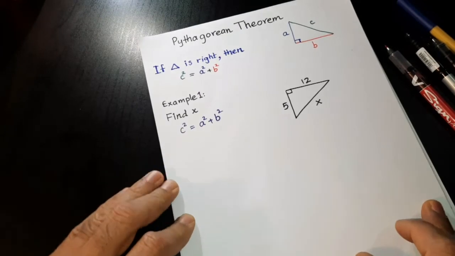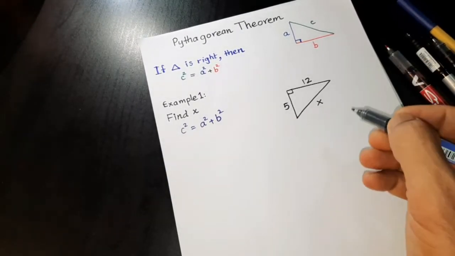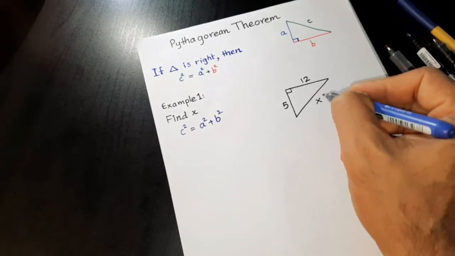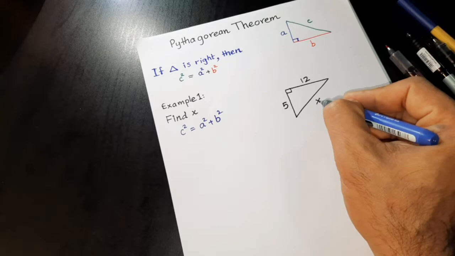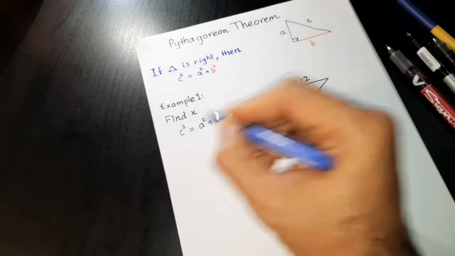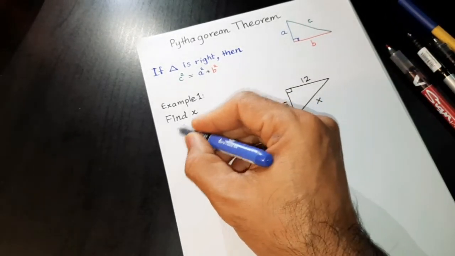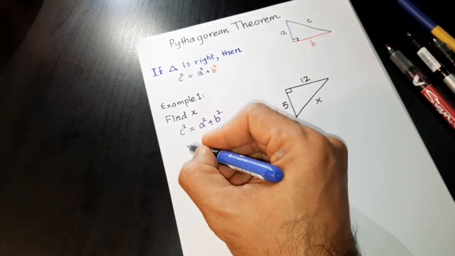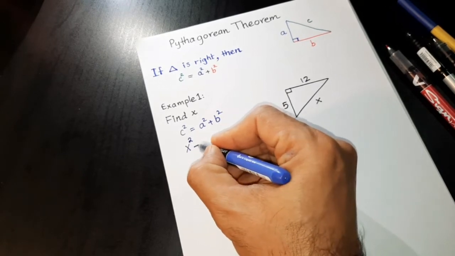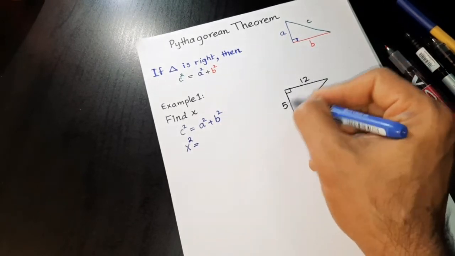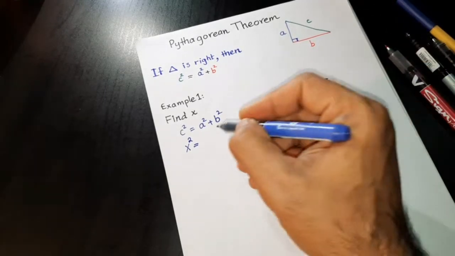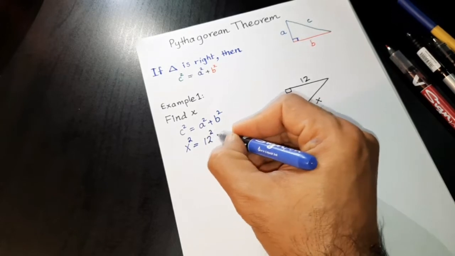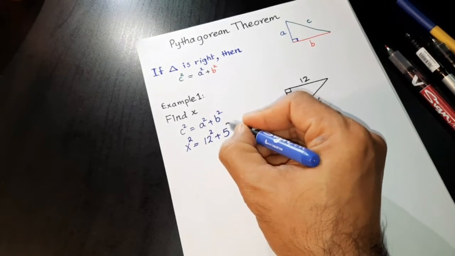After writing the theorem, the next step is to substitute the given values and the x. Here you can see the x is the longest side. That is going to replace the c. The c here is the hypotenuse side. So c will be replaced by x. So it's going to be x squared equals a squared plus b squared, and a and b can be any one of those. It doesn't matter which one you choose for a and b. So I'm going to choose 12 for a. So 12 squared plus 5 squared.